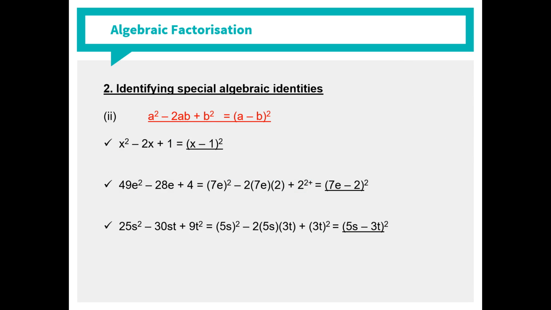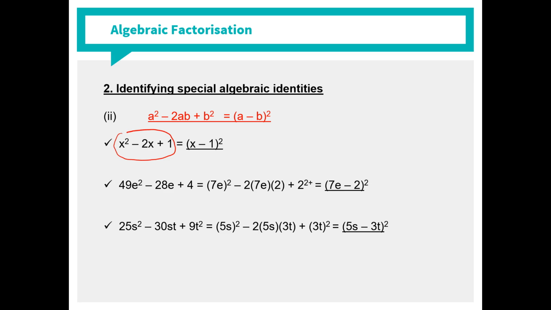Okay, so the next identity that we need to recognize is a squared minus 2ab plus b squared, and that will be equal to a minus b whole thing squared. So the first example that we have over here would be x squared minus 2x plus 1.